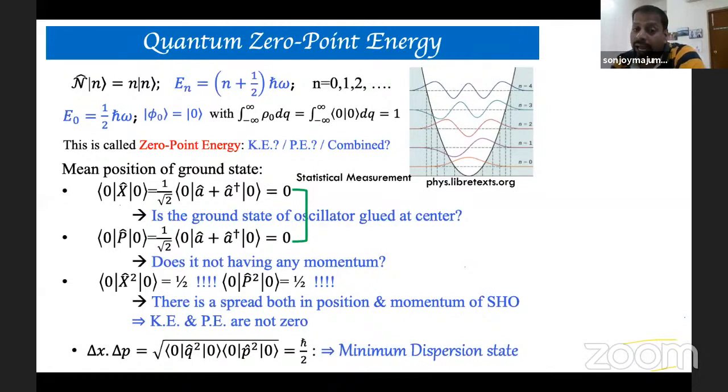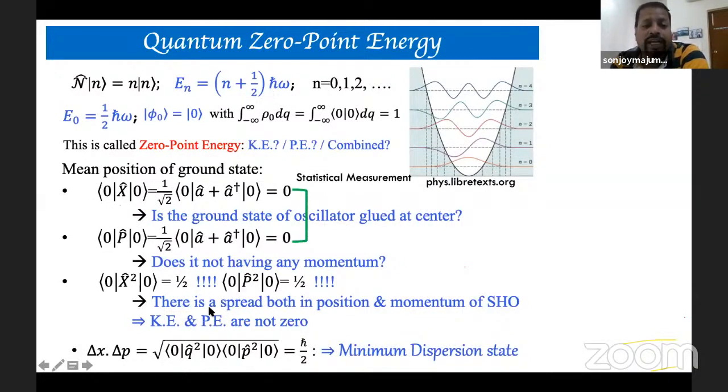It says that the particle has zero mean momentum and is glued to the center. But it has a freedom that the particle can gain some kinetic energy or potential energy, a very small quantity in the unit of h cross. So there is a fluctuation of the energies which is possible, and because of that you get the half h cross omega, the zero point energy.